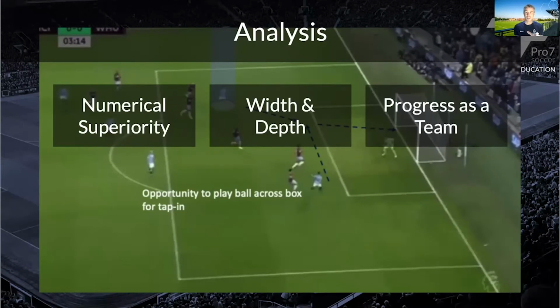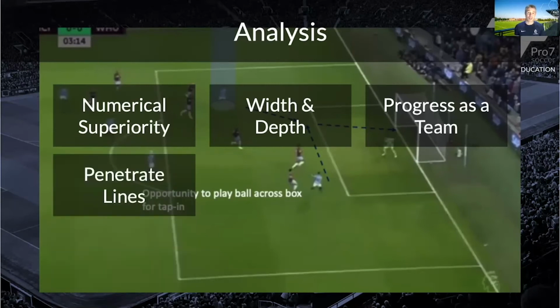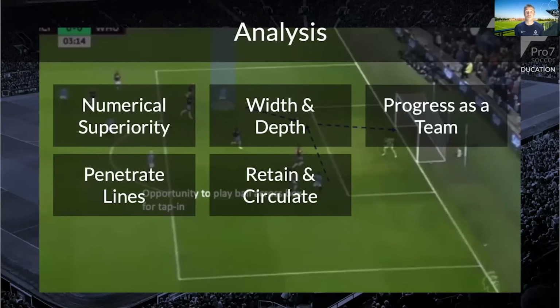They always progress as a team. By that, I mean that they have short passes to start with. And the reason they have short passes is because if they lose possession, they'll have a number of players around the ball to be able to apply an immediate press. They look to penetrate lines, which is to play in between the different lines of defence, which we highlighted in the video. And if they can't go forward immediately, they look to retain and circulate the ball for that right opportunity.